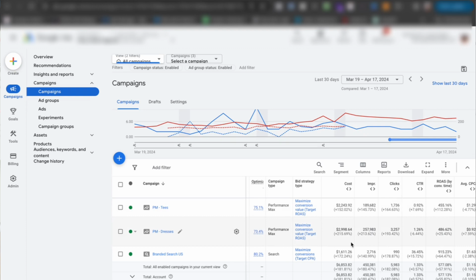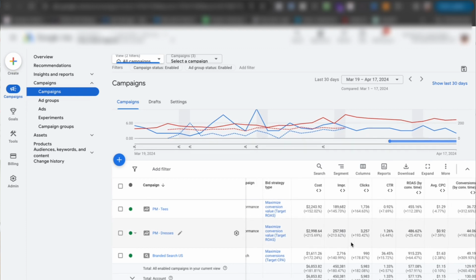So this is an apparel brand, right? And with an apparel brand, they typically have multiple categories of product that they sell, multiple SKUs, with different margins and things like that, right? And so we're gonna take that into account in how we set up our Google Ads account, right?